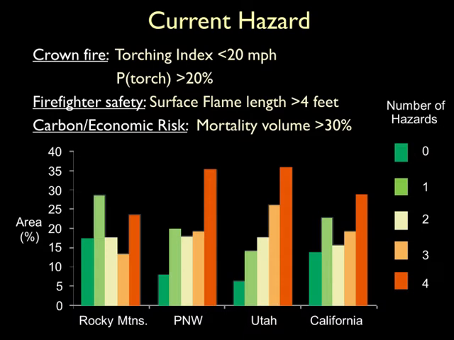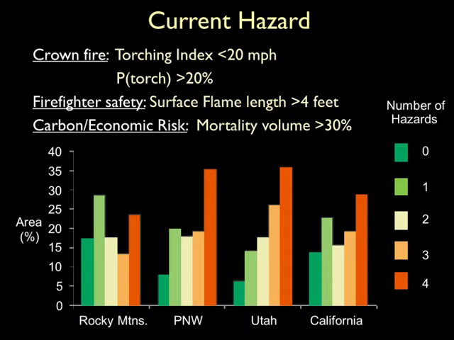So just a reminder on torching index, that's the wind speed at which fire could be expected to climb up into the crowns. And so with torching index, higher numbers are better or less hazardous, lower numbers are more hazardous. With all the other indices, higher numbers are bad or more hazardous.